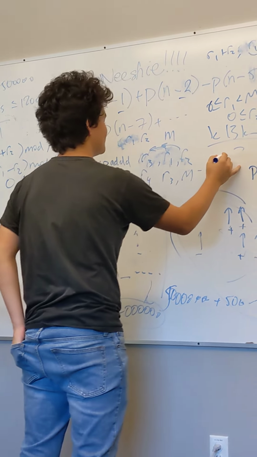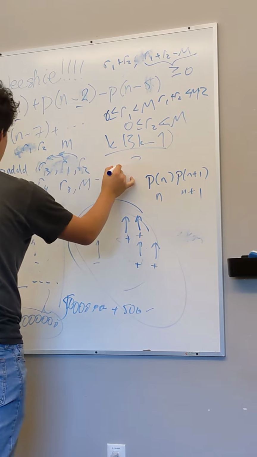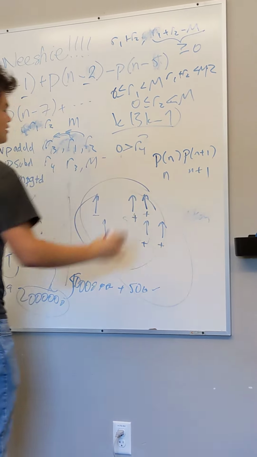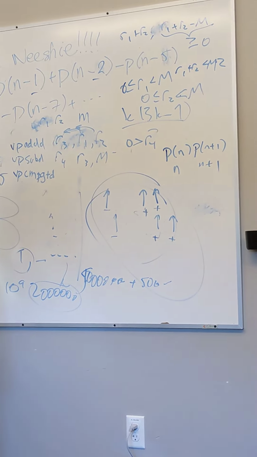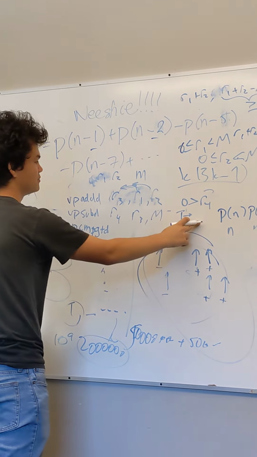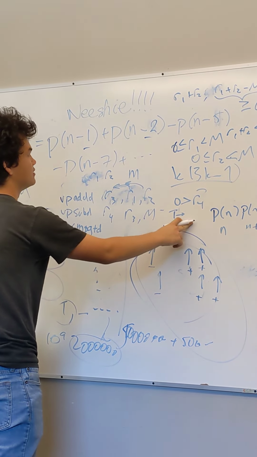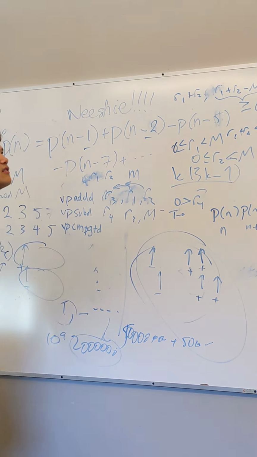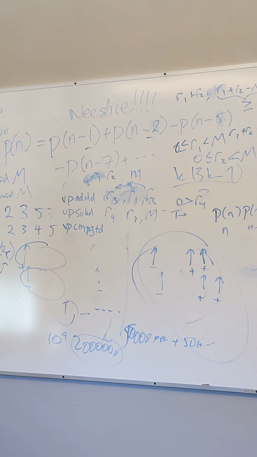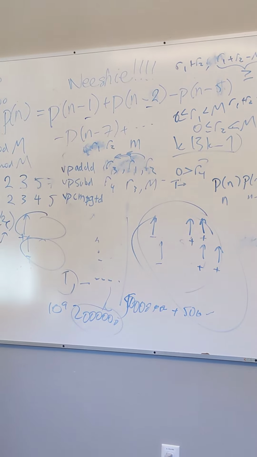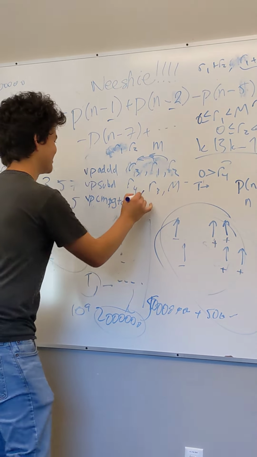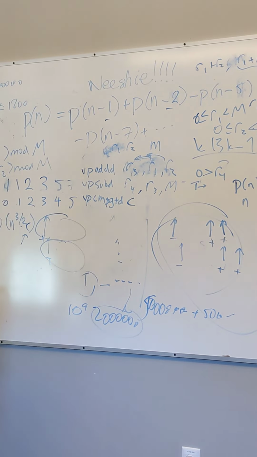We want 0 to be greater than R4. Am I doing this backwards? Because if this is true, then R4 should be taken. Oh, if it's negative, then R3, yeah. So if this is true, then R4 is negative, so you have to use R3. Okay, so let's call this comp.